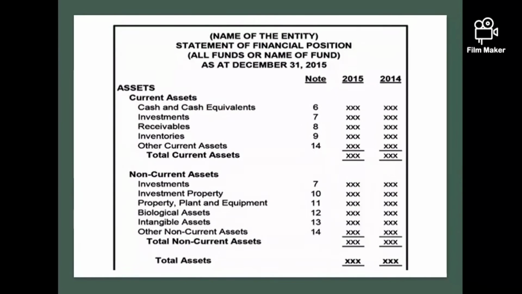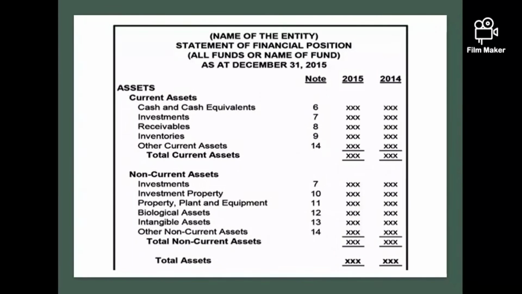Tingnan mo yung statement of financial position. So, isa-isahin natin yung mga dapat daw makita mo dun sa financial statement. Una, dapat daw may name of the entity. Next, name of the component of FS, which is statement of financial position. Name of funds. Ano yung period, reporting period. Dito wala na yung currency, pero mamaya ibibigay ko yung isang actual.